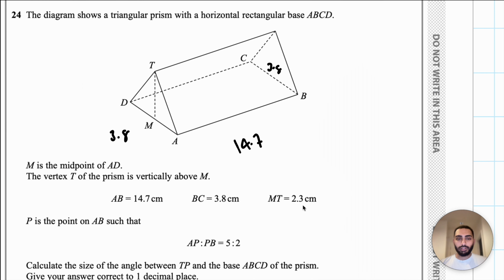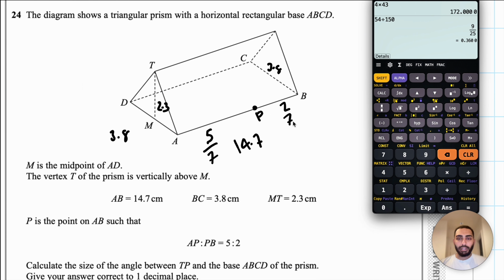M to T is 2.3, and P is on the point AB such that AP to PB is 5 to 2. So P is somewhere about here, and the ratio is 5 to 2. So this is 5 parts out of a total of 7, so it's 5/7 of the line, and this is 2/7 of the line. So I'm going to write what AP and PB are.